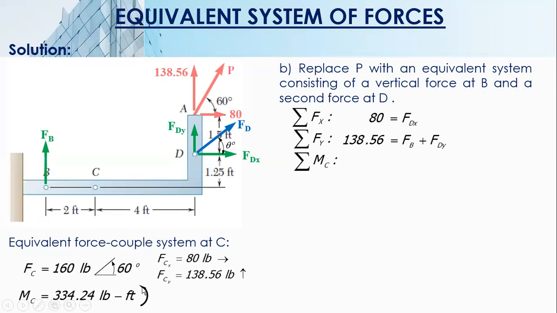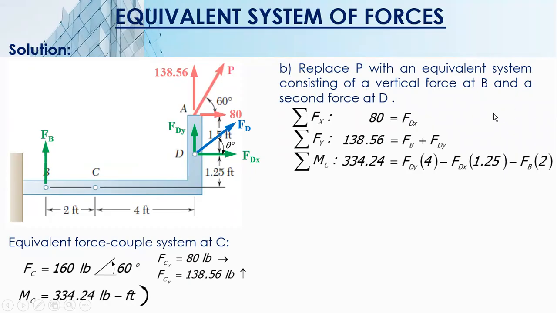334.24, counterclockwise. So this is the value of the black. As for the green, FDY times distance of 4 is counterclockwise. While FDX is clockwise, force times distance. FB is also clockwise, force times distance of 2.